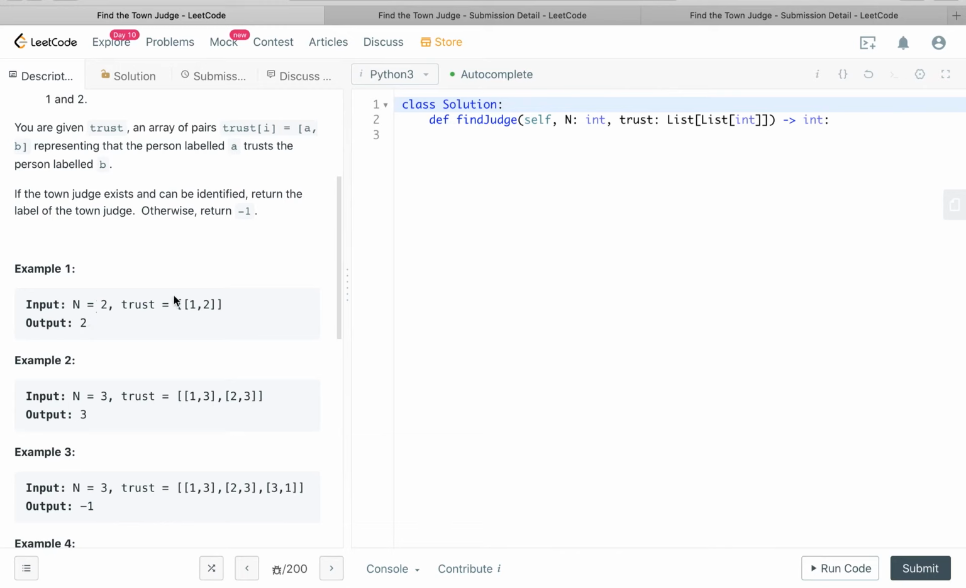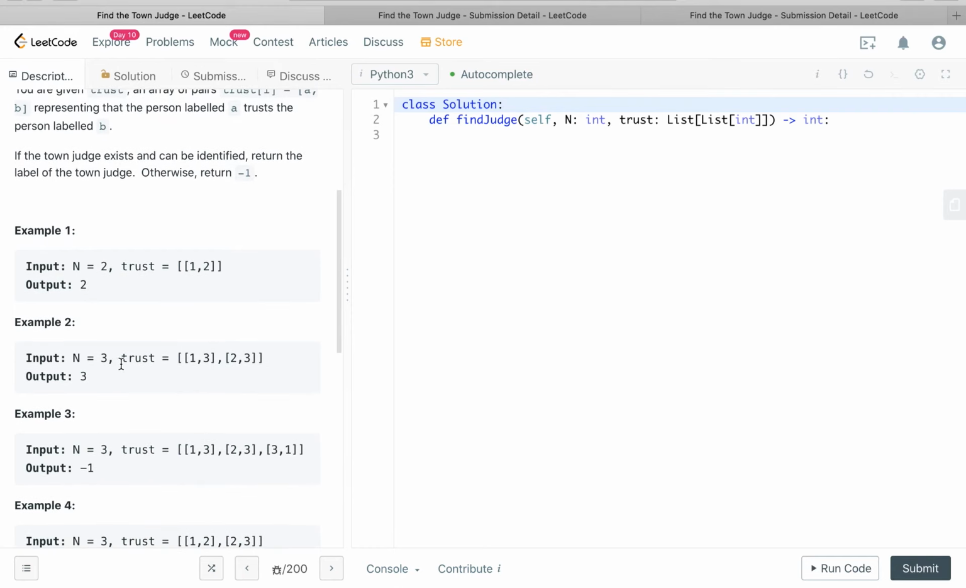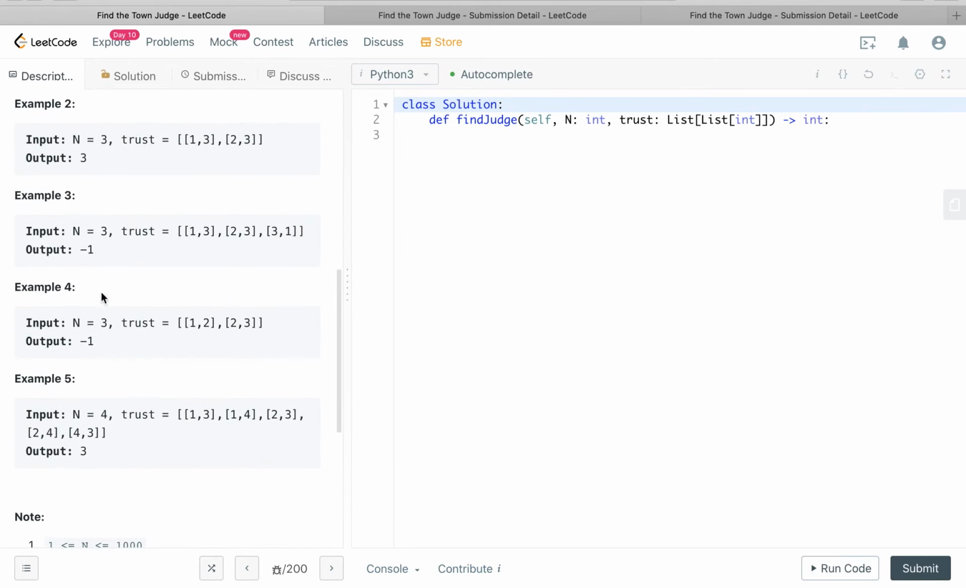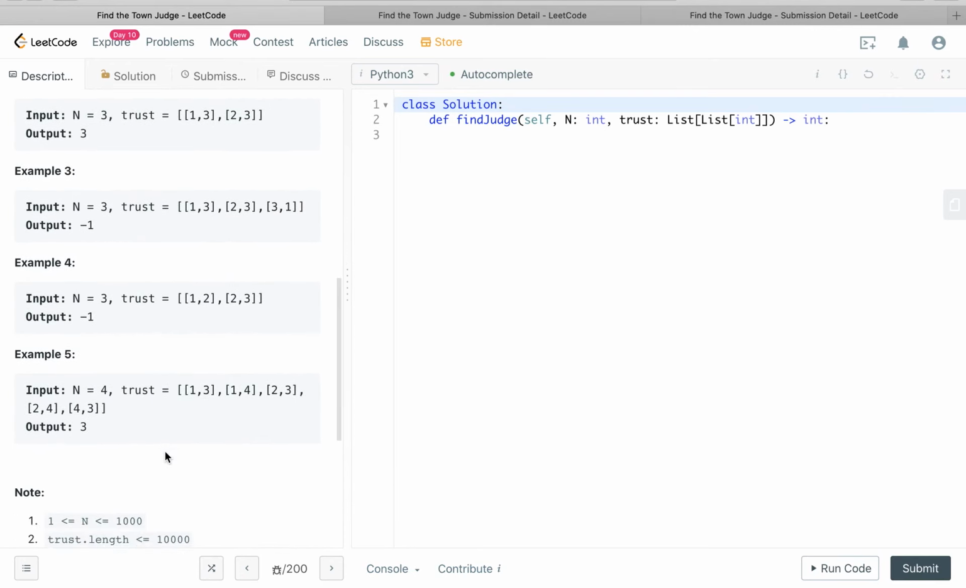So if you have 2 people and person 1 trusts person 2, then person 2 is the town judge. Have 3 people, person 1 and person 2 both trust person 3, but person 3 trusts nobody. Person 3 is the town judge. If you don't find a town judge, output -1.